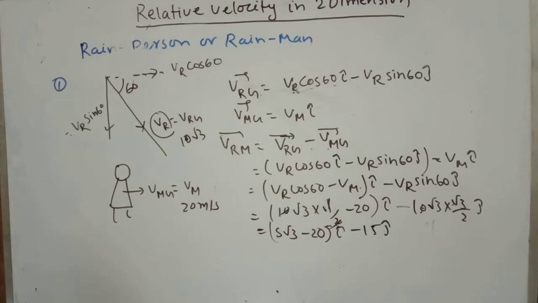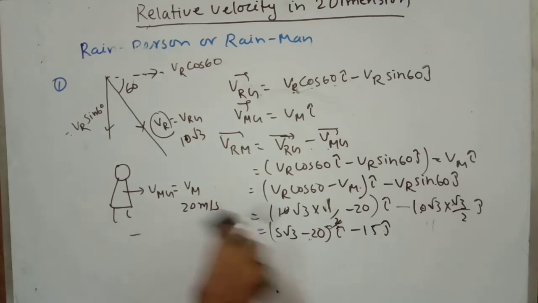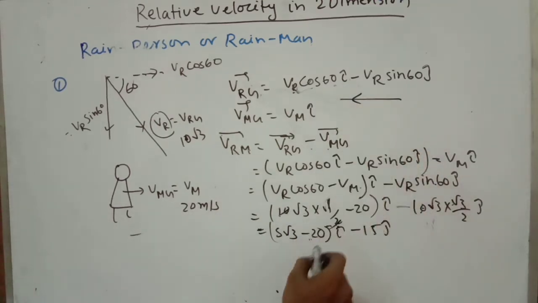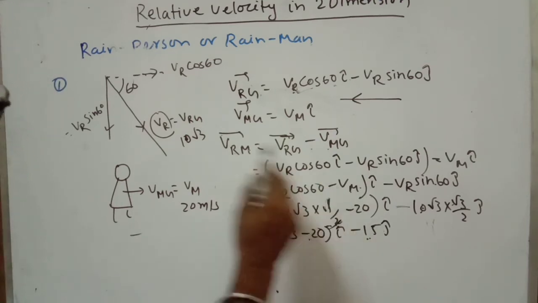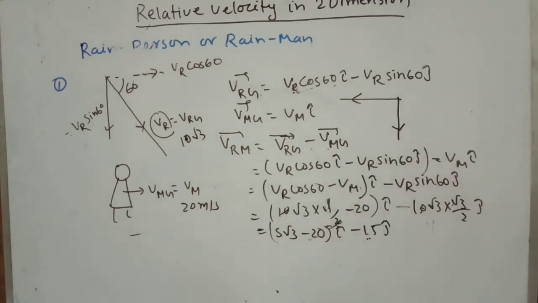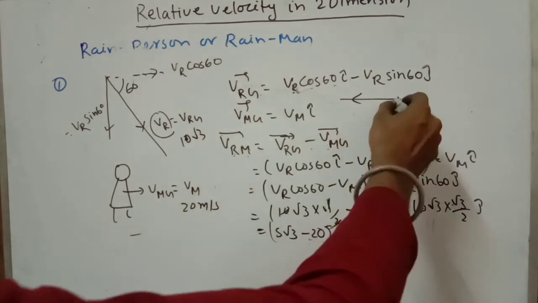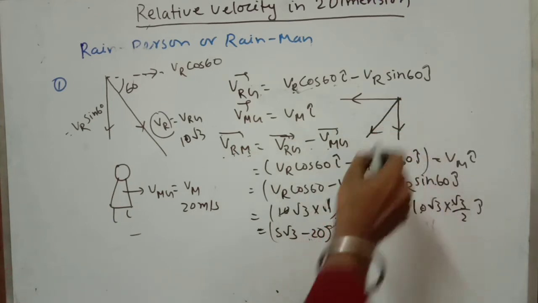So that means the resultant velocity of rain with respect to man will give 5 root 3 minus 20, which becomes negative, so it will go in this direction. The velocity of rain with respect to man, the resultant, will go in this direction.